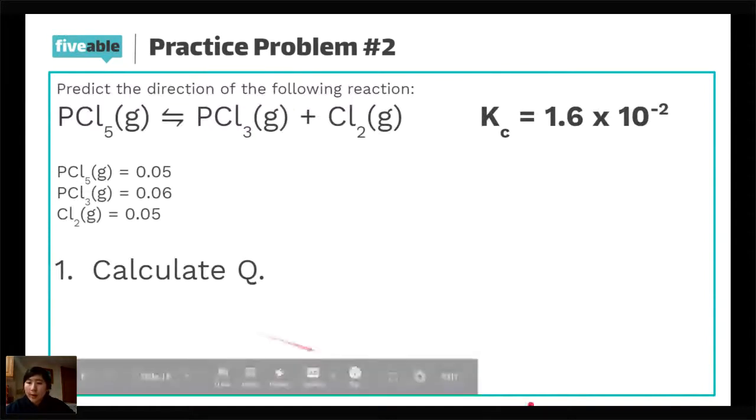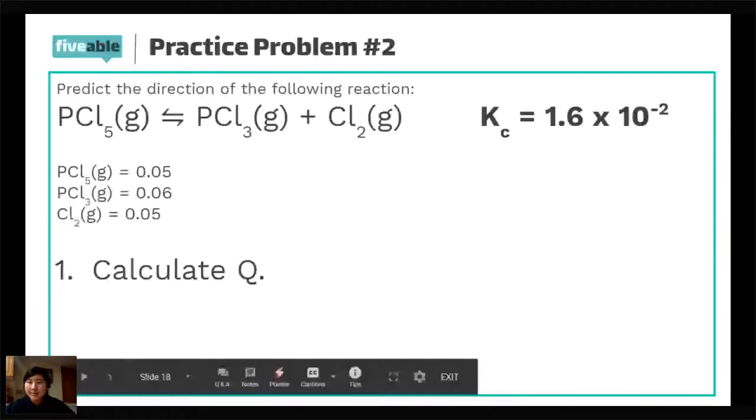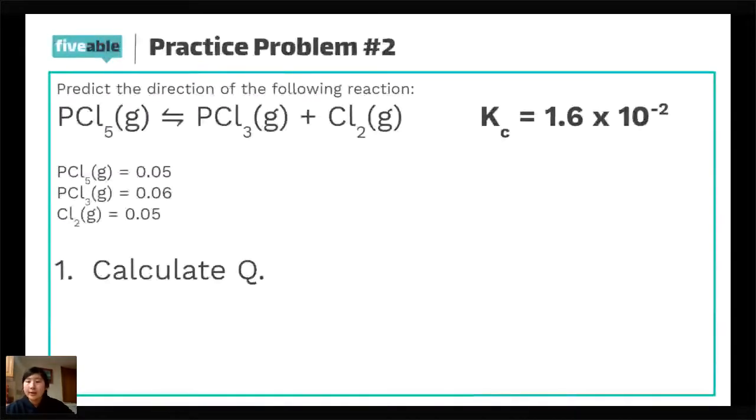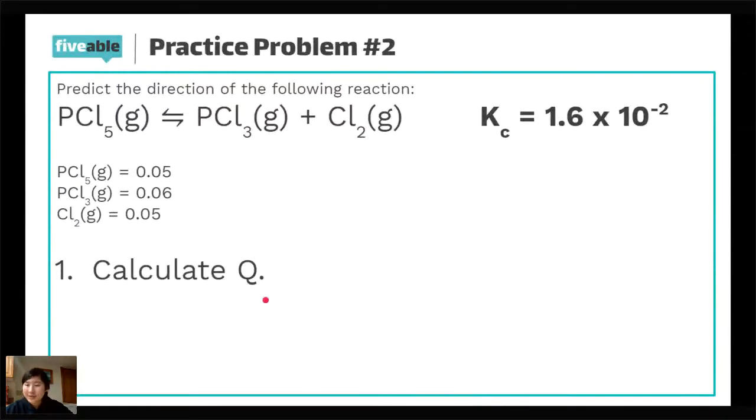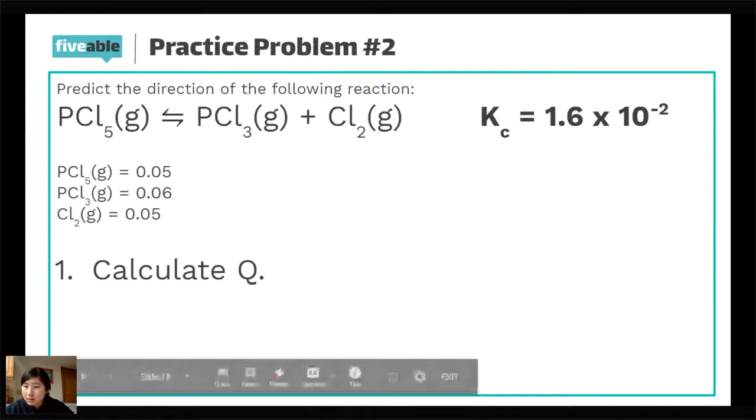If you guys have any questions, like why should I calculate the Q first, just ask it. It's okay if you don't know why you should calculate the Q first. But I want you to understand why I'm calculating the Q and not thinking, okay, maybe I should make an ICE chart, to make sure that equilibrium is achieved.